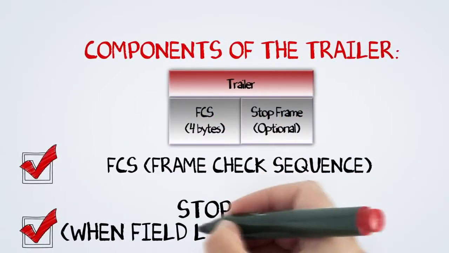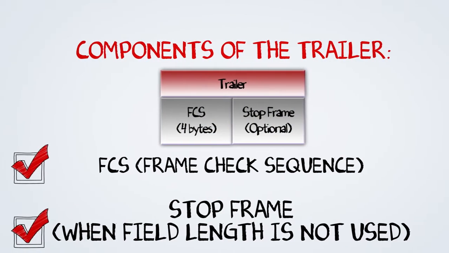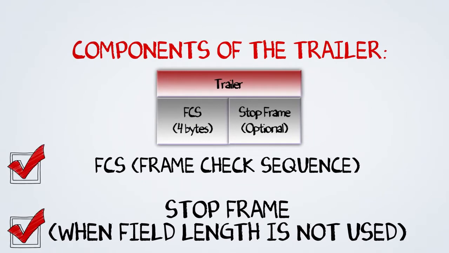Now, the trailer comes at the end of the frame and contains two parts: the FCS or frame check sequence, as well as the stop frame, which is optional when the field length isn't used. The frame check sequence field is used for error correction.